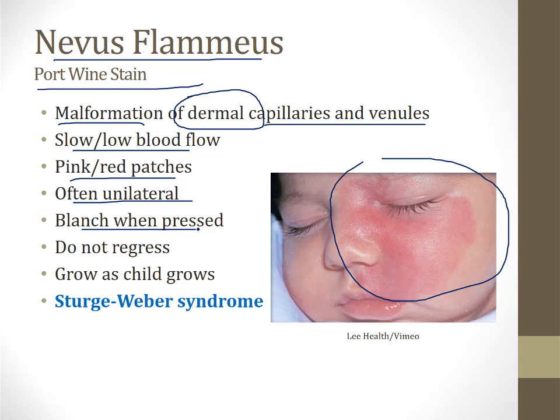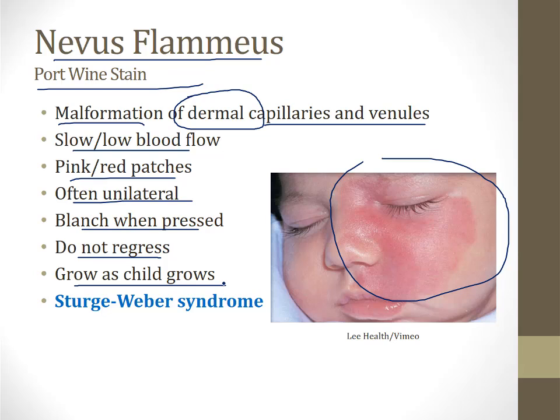In contrast to the nevus simplex, a nevus flammeus does not regress, and it grows as the child grows. And for that reason, this can be a major cosmetic problem because the child can have the skin lesion on the face throughout his or her life.